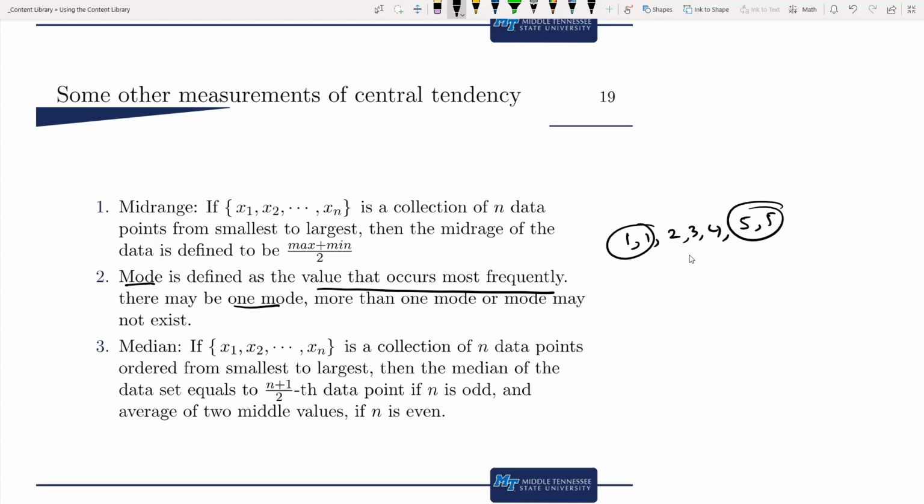Median is another measurement of center. You arrange data in increasing or decreasing order, then you find the middle point. So it can be the two middle values divided by 2, or just the middle value, depending on whether you have even or odd numbers. So let's say if you have 1, 2, 3, then 2 is the median. If you have 1, 2, 3, 4, then the median would be 2 plus 3 divided by 2.